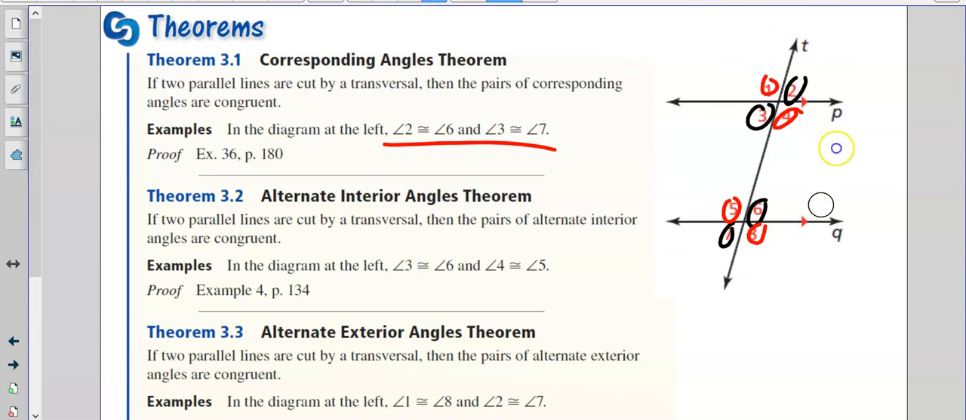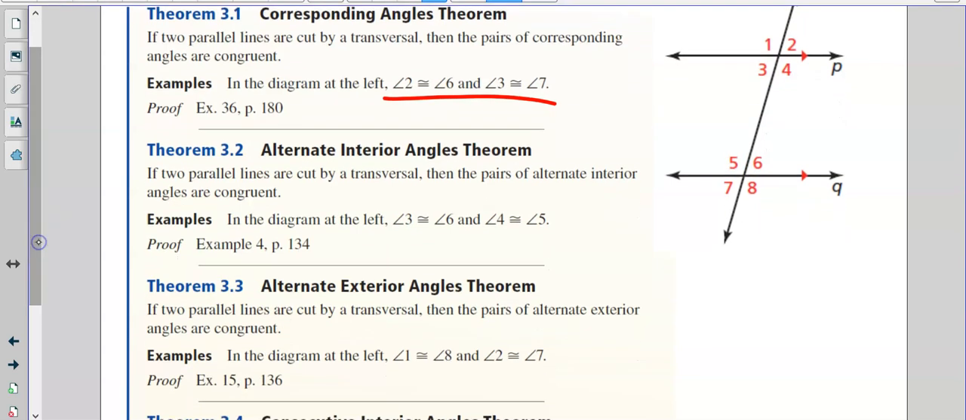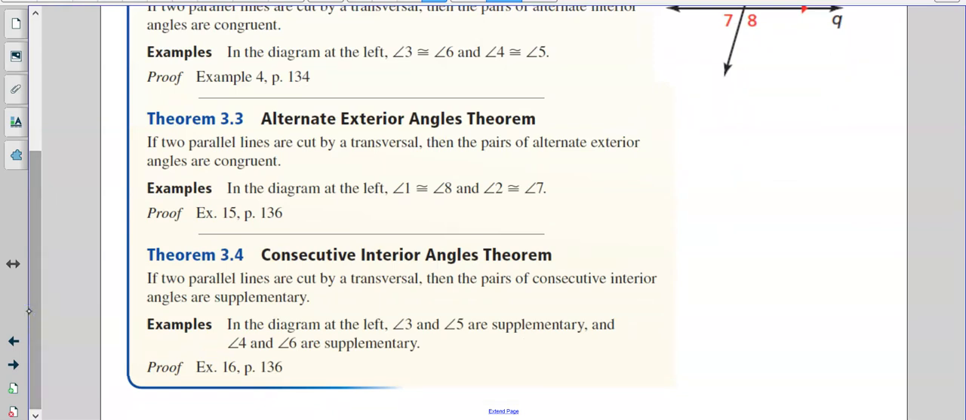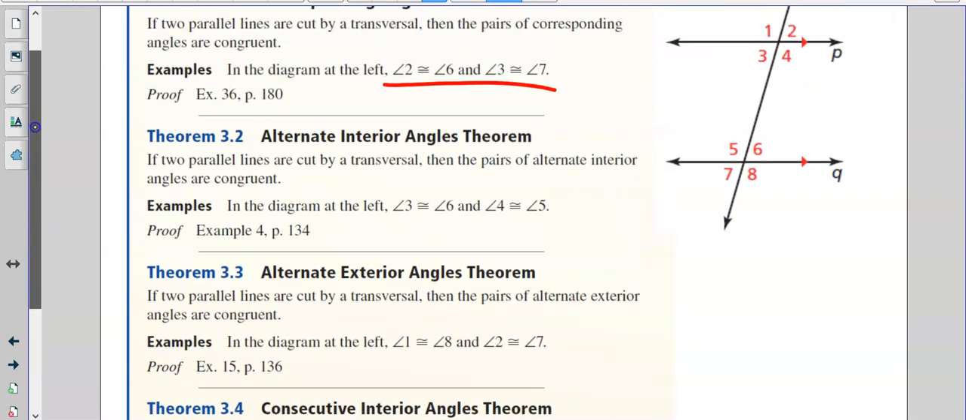Alternate interior, okay? If we have a transversal cutting two parallel lines, then alternate interior angles are equal. So 3 and 6 and 4 and 5 are congruent. Same thing for alternate exterior. So 1 and 8, 2 and 7 are congruent. And consecutive, this is a twist on it, consecutive are supplementary.